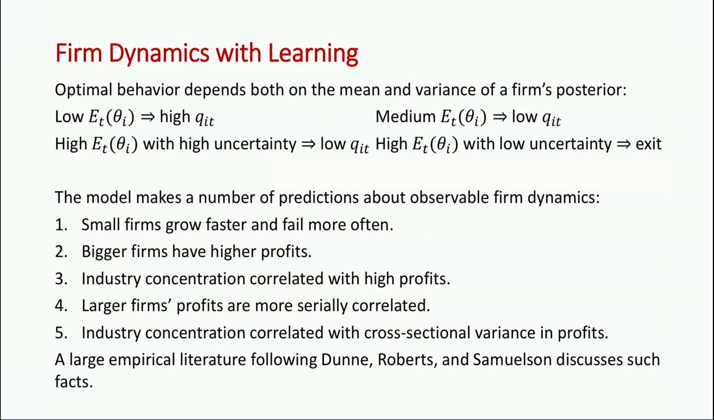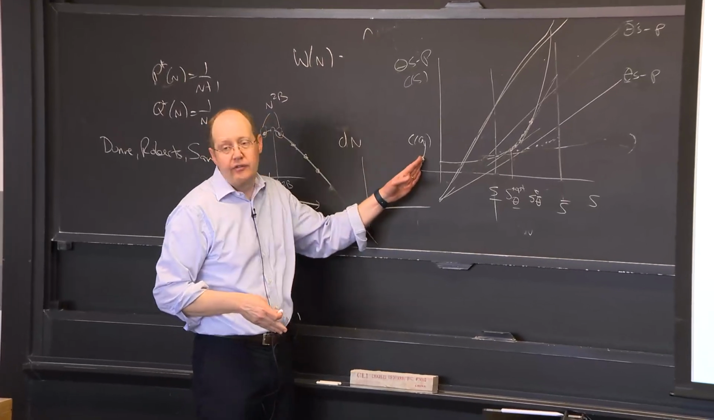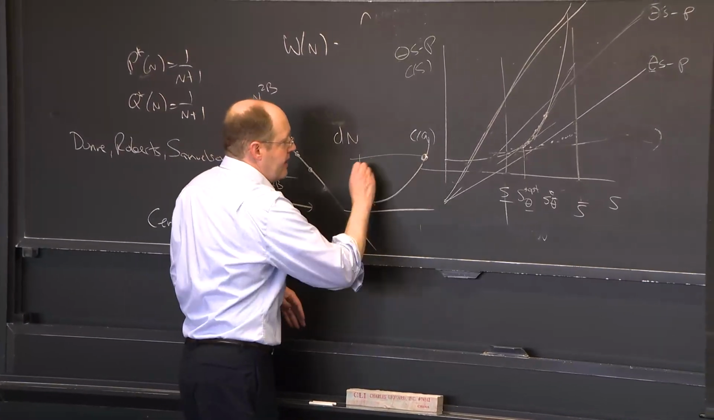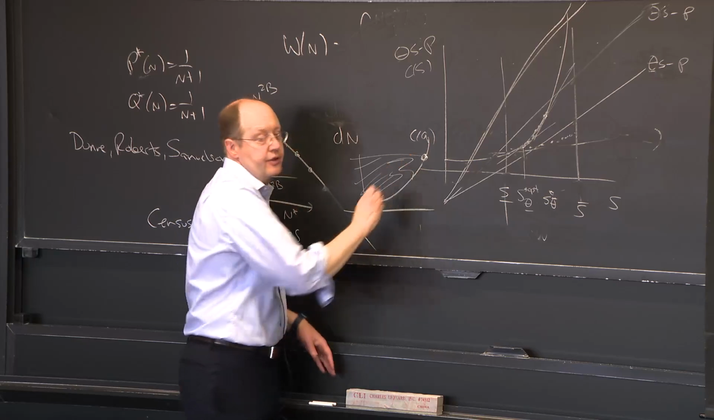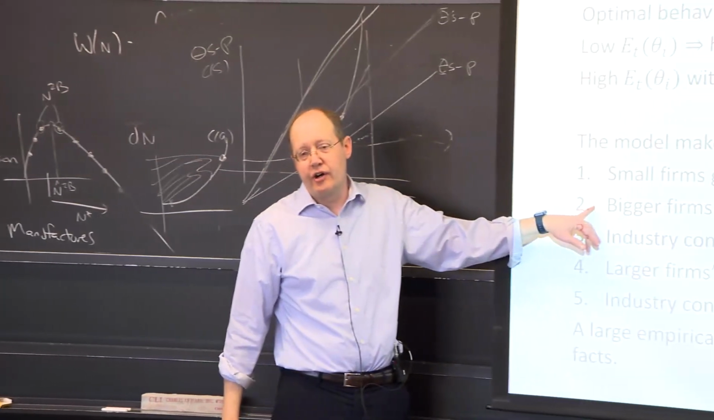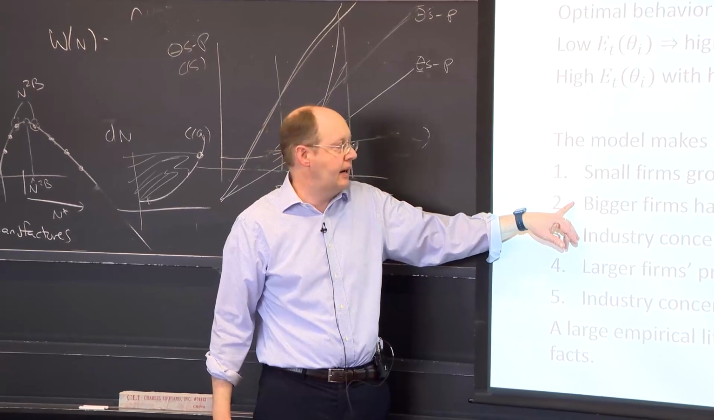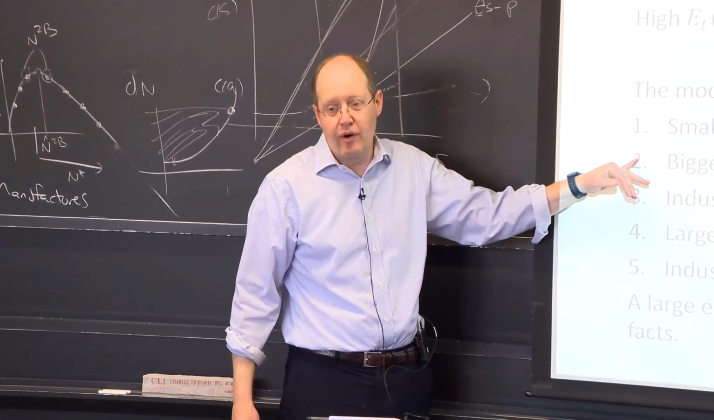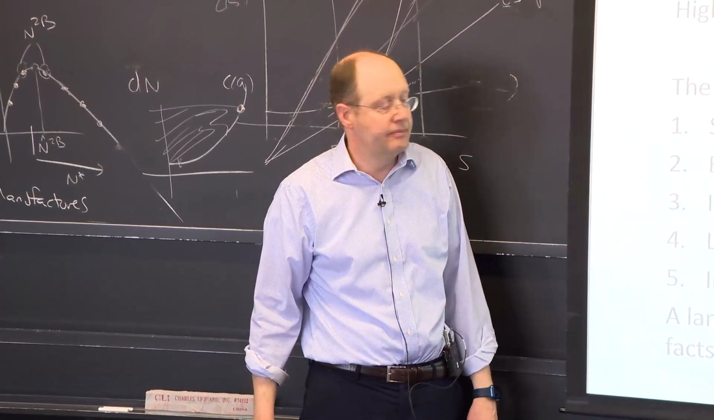Bigger firms have higher profits. So profits are quite different across firms. The high profit firms are the people who've been around for a while. They've learned that their theta is very low. Therefore, they can produce way out here on their cost curve and still make a profit. And they're making all these profits on the inframarginal units. So the big firms are the profitable firms, and they're profitable because they are just more efficient cost-wise than the other firms.